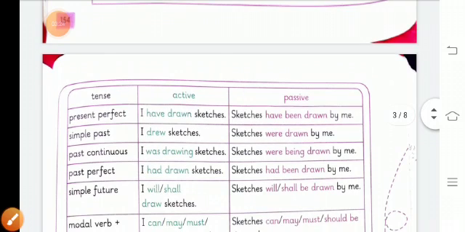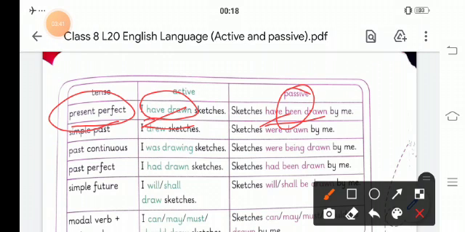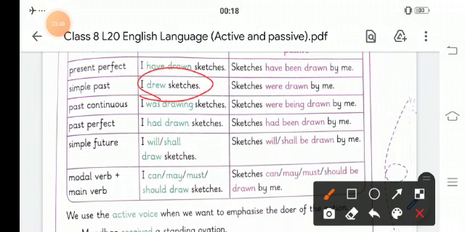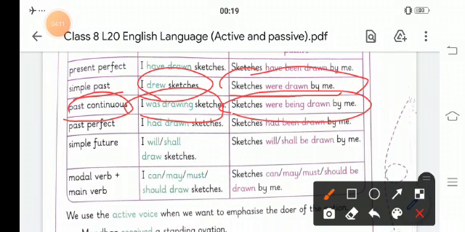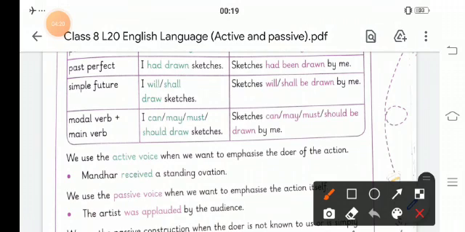Now in the present perfect tense, the active is I have drawn sketches, and the passive is sketches have been drawn by me. In the simple past tense, I drew sketches. In the passive voice, sketches were drawn by me. In the past continuous tense, I was drawing sketches. The passive is sketches were being drawn by me. In the past perfect, I had drawn sketches. The passive is sketches had been drawn by me.